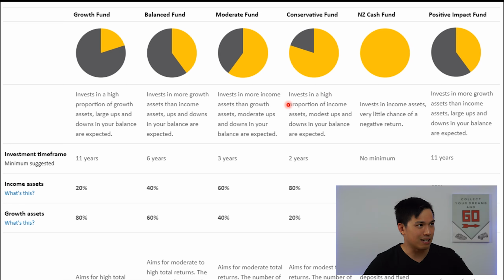This is a scale of risk, more risk being on this side and less risk being on this side. So you can see how the income assets increase as a proportion of your total portfolio as the level of risk that you take goes down, and if your investment horizon also goes down. So the longer that you have in the market, the more risk that you can afford in general. It does really depend on your individual circumstances.